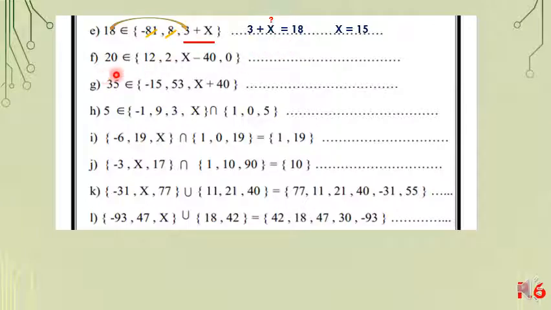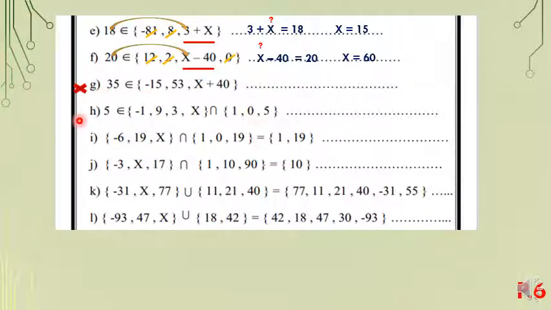Letter F. 20 belongs to the set which has 12, 2, x minus 40 and 0. Can this 20 be 12? Of course not. Can it be 2? No. Can it be 0? No. So what's left? X minus 40 equals 20. What minus 40 equals 20? The result will be 60, because 60 minus 40 will give me 20. Letter G is cancelled.